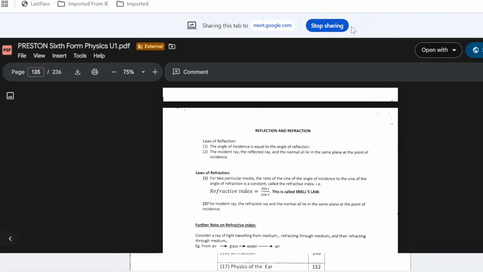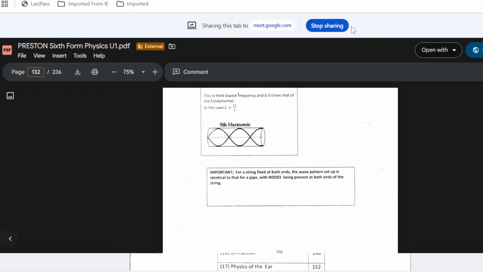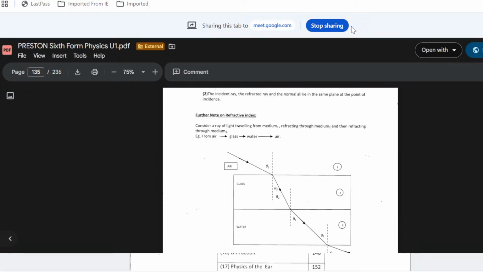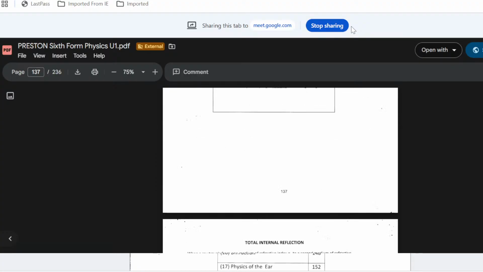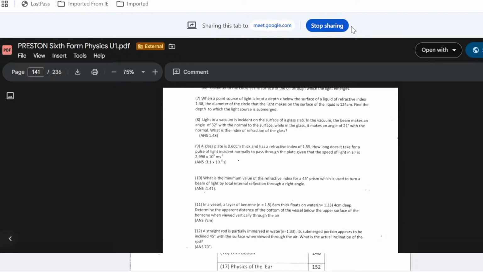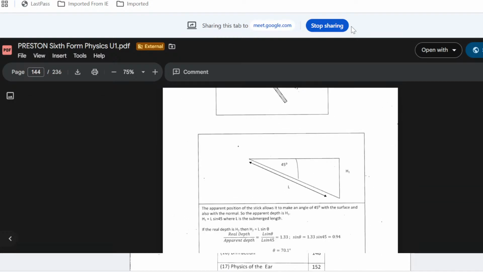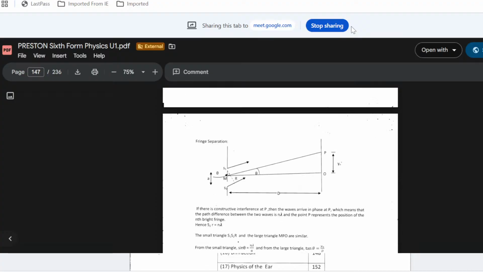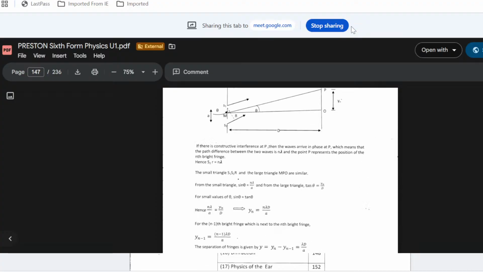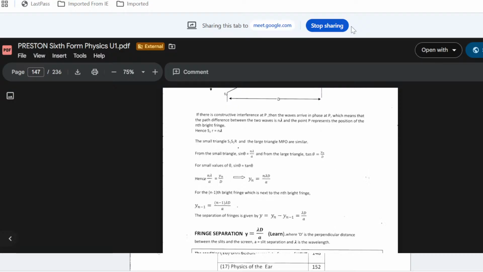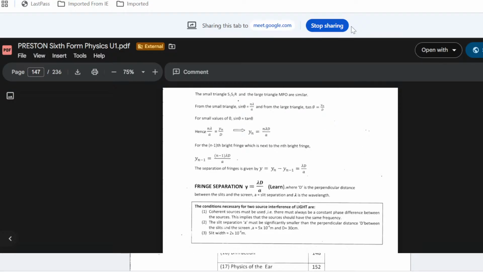Alright, so for the diffraction grating equations, you'd have to look in the actual topic. I thought it was at the front. Alright, and I think you should have the derivations there as well. So this is one of the derivations you can be asked. So it would be good to know this.